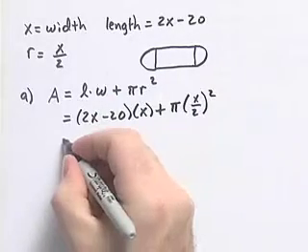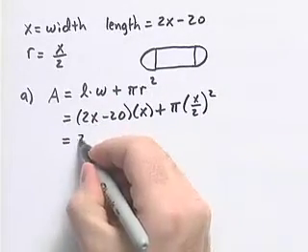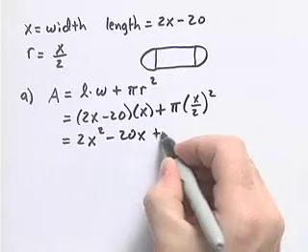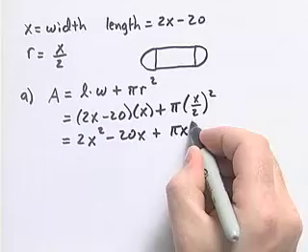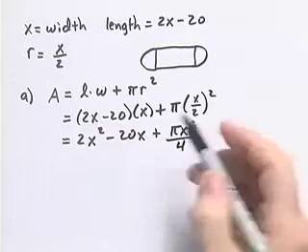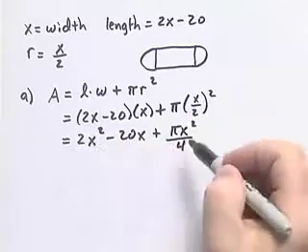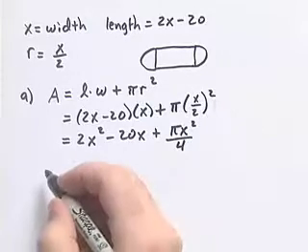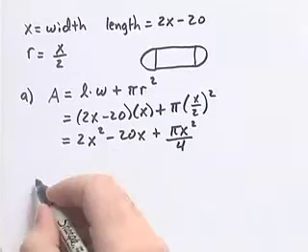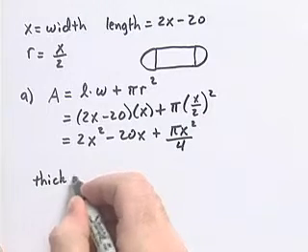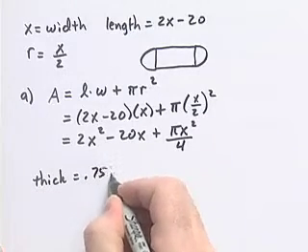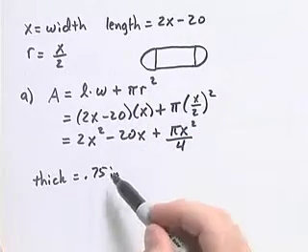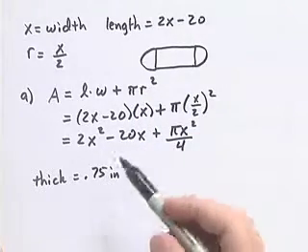We want to clean this up a little bit. So we'll have 2x squared minus 20x plus pi x squared over 4. And so we have this expression for the surface area in terms of x, but we want the volume. And we know that the thickness of the ice is 0.75 inches. Everything else we've done up here has been in feet, and here we have inches, so we need to make sure that we write this in terms of feet.